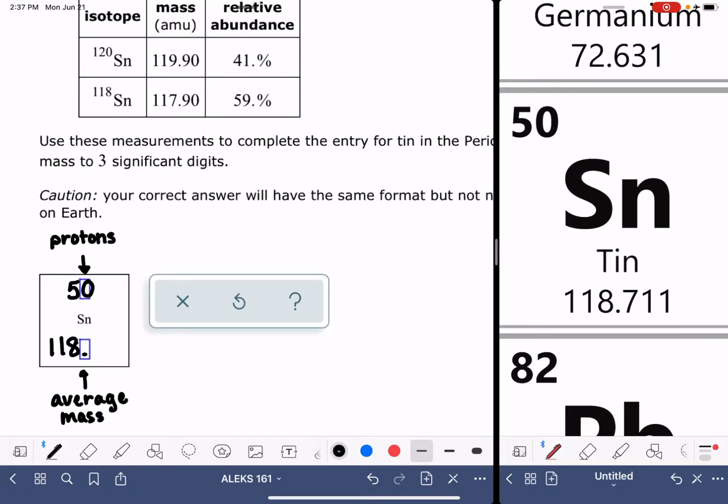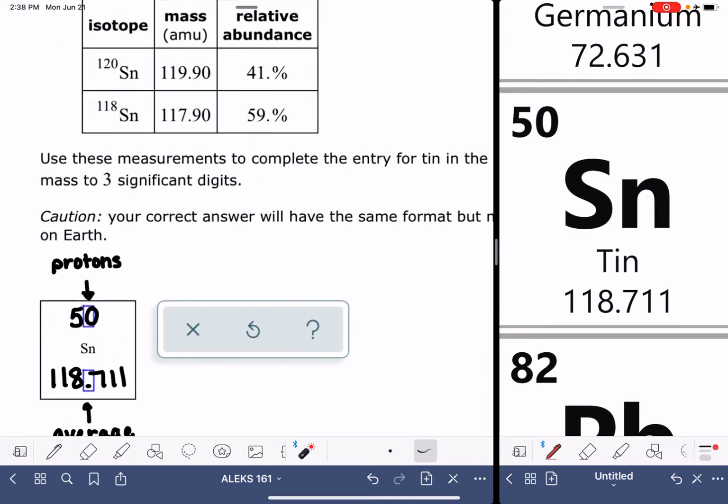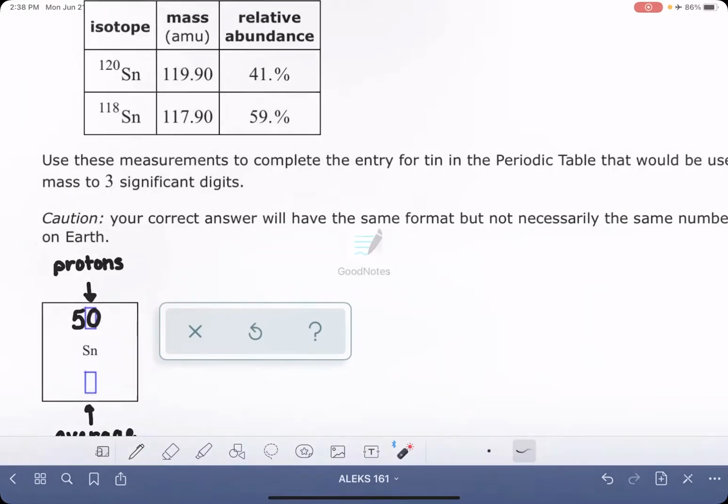Now you might be thinking, oh, is it really this easy? Like, we're just going to copy all of the information. So we're going to take this number and put it down here. Of course not. It's not that easy. This data up here is not real. If you actually read the story, it's talking about this is coming from some planet other than Earth. So these relative abundance values are not the same as what is being used to calculate the 118.711, so you can't put that number in the box. You've got to do some calculations.